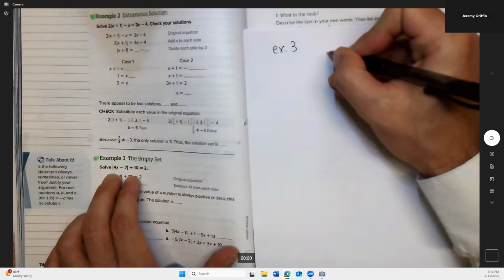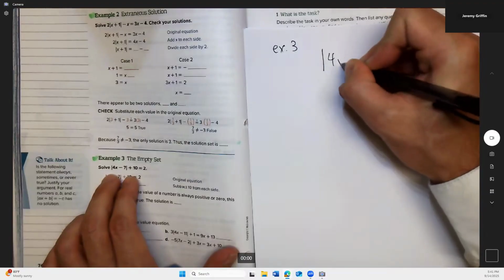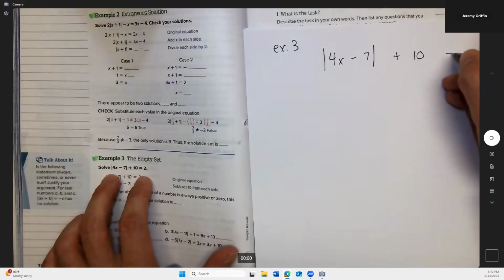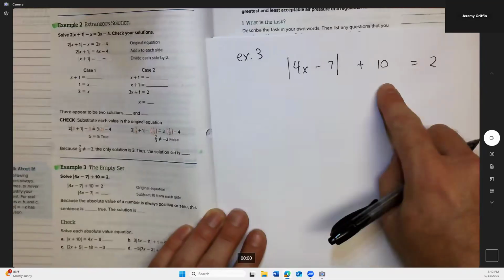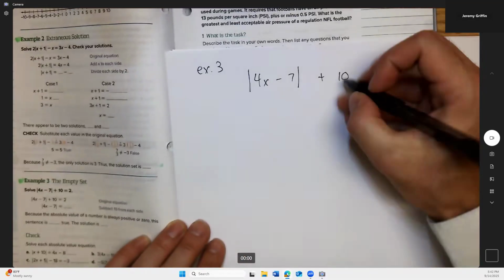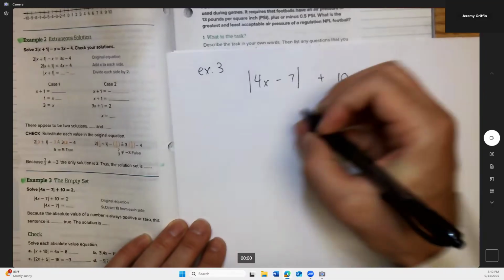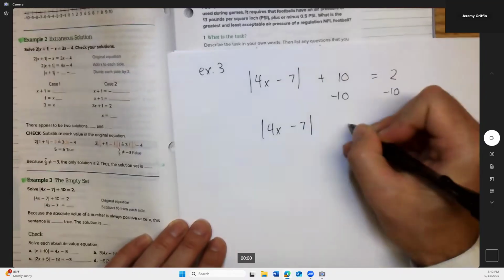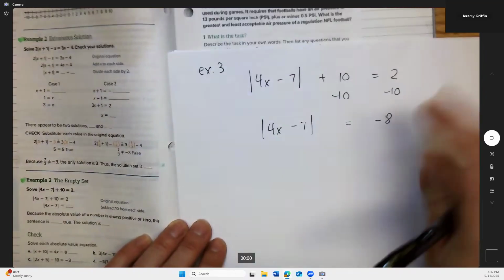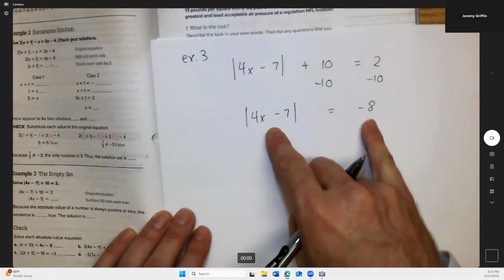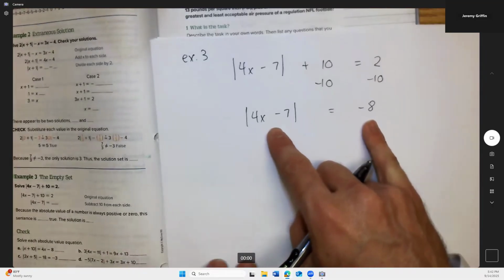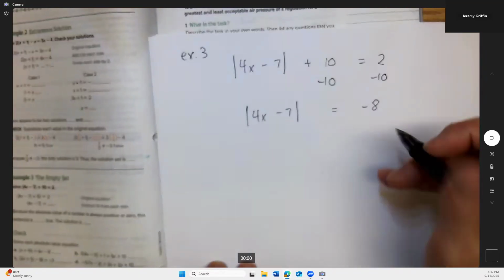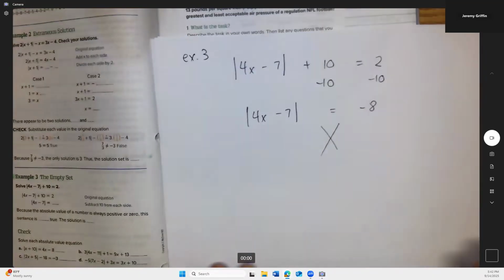We got the absolute value of 4x minus 7, the whole thing plus 10, and this is supposed to be equal to 2. Okay, so let's do some algebra. Subtract 10 from both sides. So now the absolute value of 4x minus 7 should be equal to -8. Right here, you know this whole thing is definitely going to fail, because the absolute value of anything cannot be a negative number. So this would definitely have no solutions.